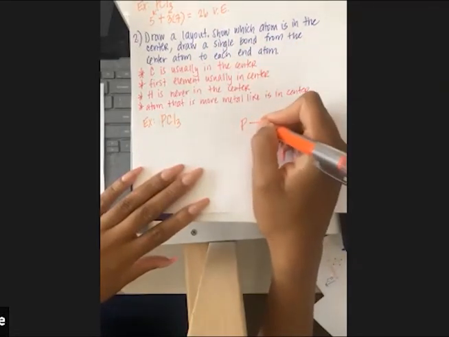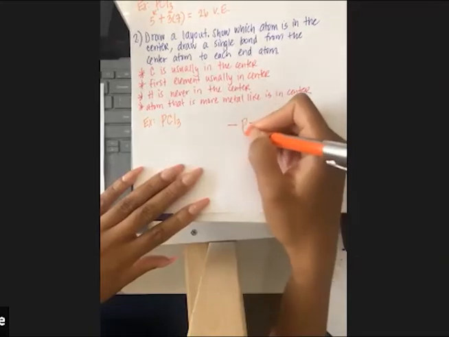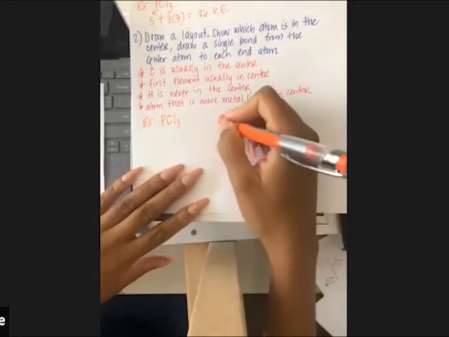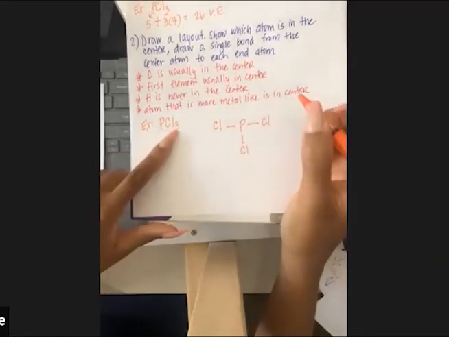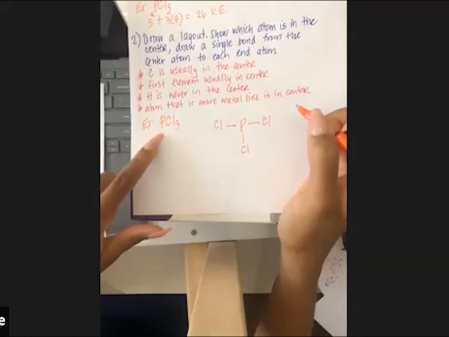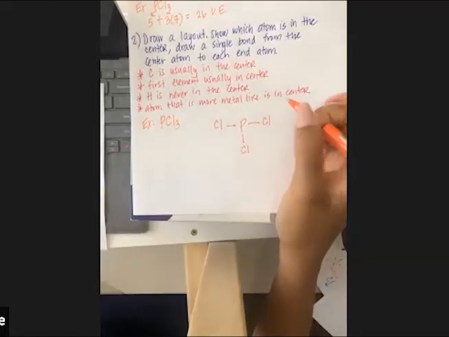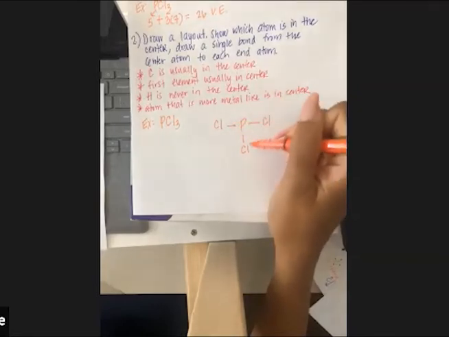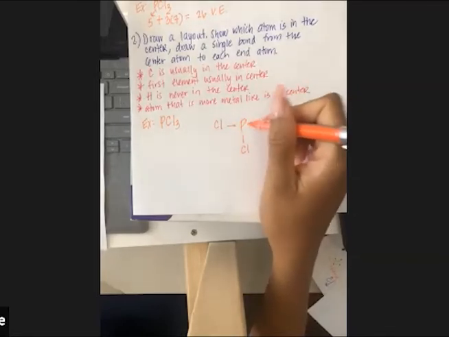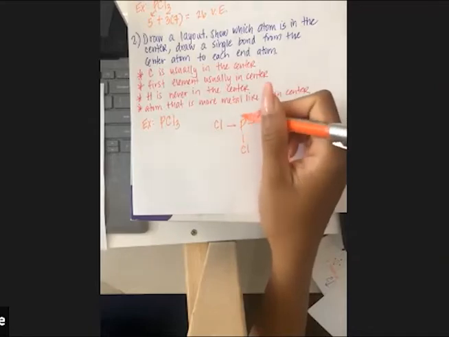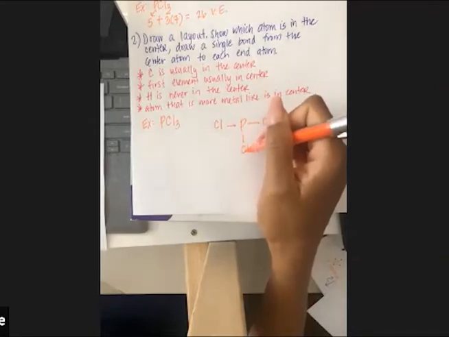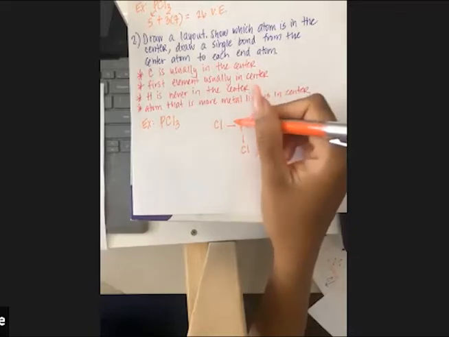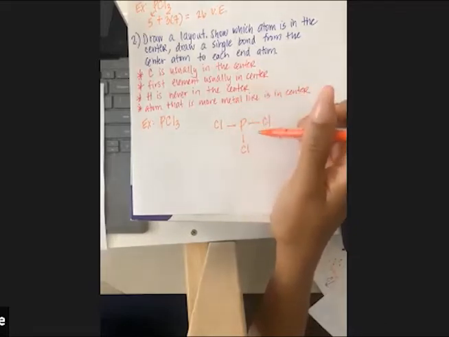So I'm gonna draw a straight line to all the other chlorines. I have 3 chlorines, those are gonna be my end atoms. I already said phosphorus is my central atom. So that means I'm gonna put phosphorus in the center and draw a single bond to each chlorine. Remember that the options are left, right, up, down. I could have drawn this other chlorine down here at the bottom, at the top. It doesn't matter where you put it. So it just has to be left, right, up, or down.